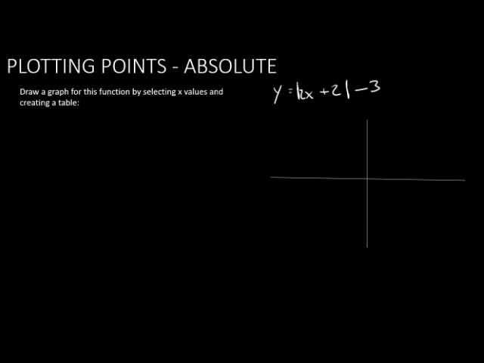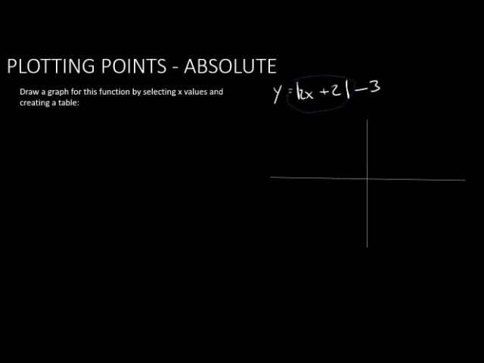The reason for this is because an absolute value function has a v-shape, and we need to make sure we select enough x values in order to be able to find that v-shape. If we don't select enough x values, we could end up having a function that looks linear even though we know, based on this function, that it should not be linear because we have the absolute value bars.